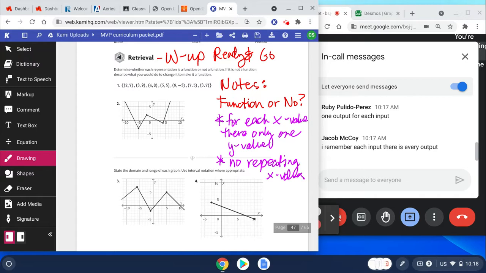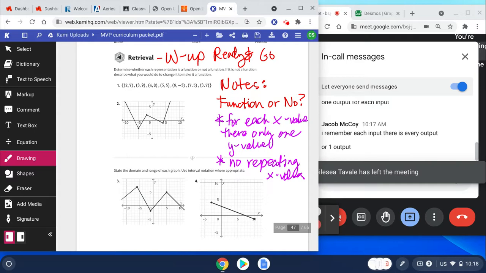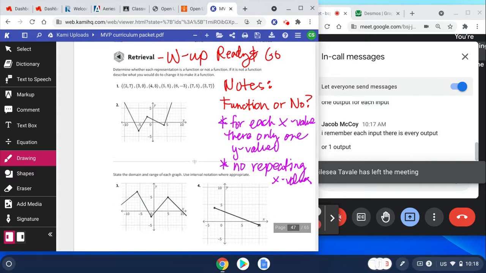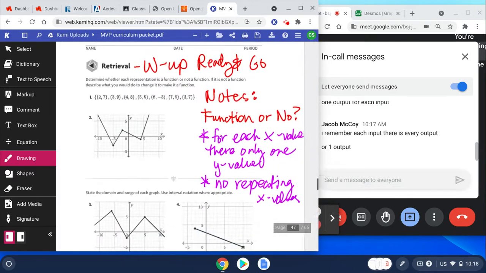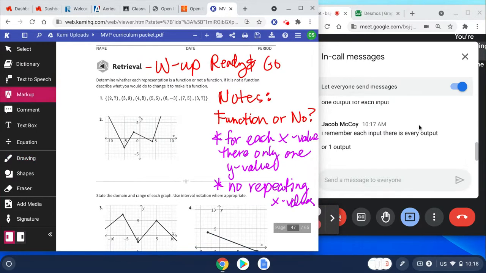Awesome, Ruby. Yes. Oh my gosh, Jacob, awesome. So for every one input, there's only one output. For every one x value, there's only one y value. For every domain, there's only one range. So let's go take a peek at the first number 1 on the retrieval. It's giving me x and y values. I'm going to go highlight the x's because telling whether it's a function or not, it has to do with the x's. So highlight those.